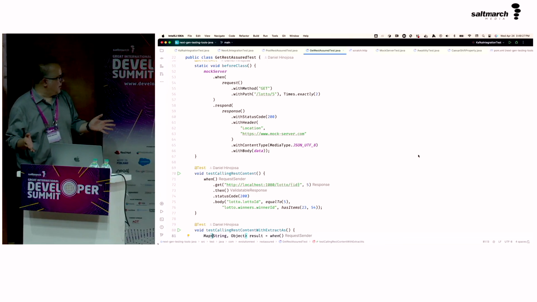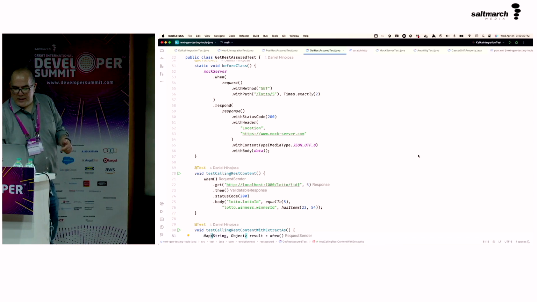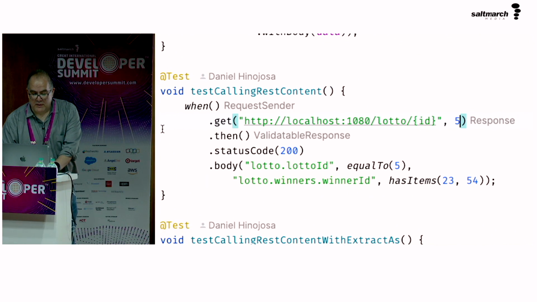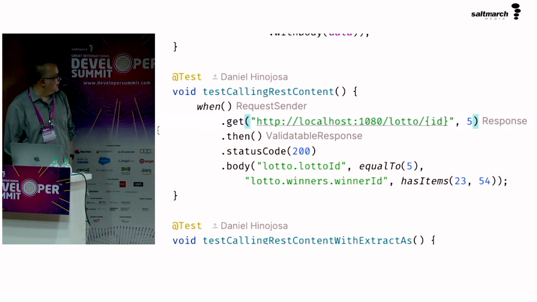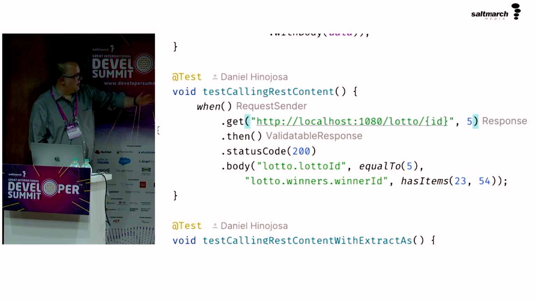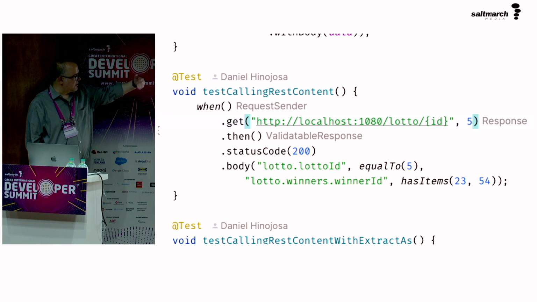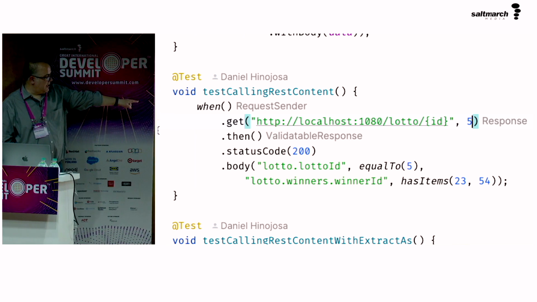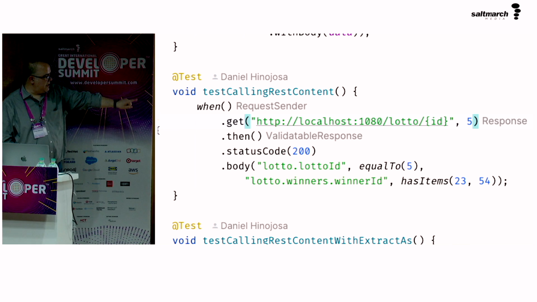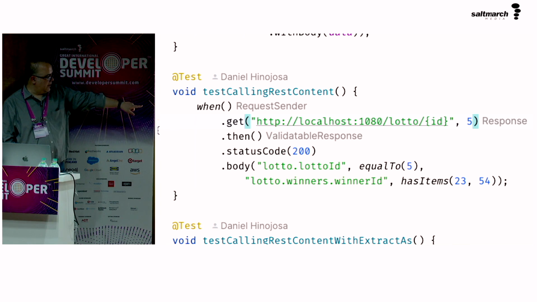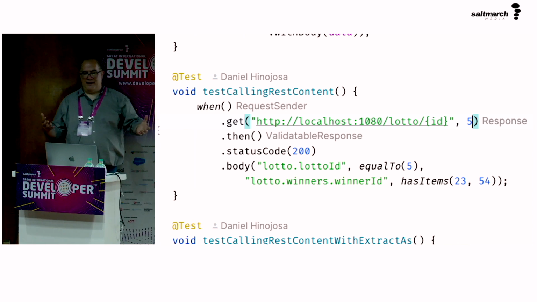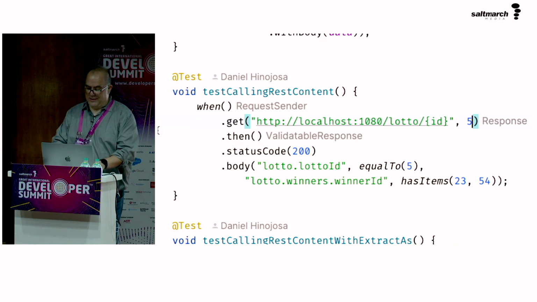As some code. So here's how it looks, and here's how Rest Assured looks. I think you'll really like this API. Let's see, does this work? Kind of. There we go. Yeah, here's the API and the way that looks. When I call something, given a particular ID, then I should get a status code of 200. And here's where that JSON path comes in. The body here, what I want to look for is lotto.lottoId is equal to 5, and the JSON lotto winners winner ID should have the items 23 and 54. Nice, right? Nice, clean DSL that you can use.